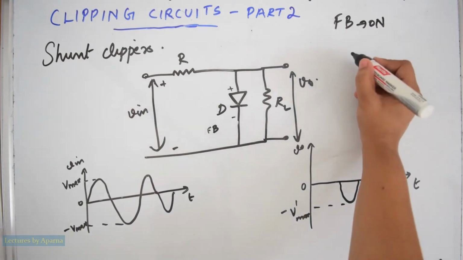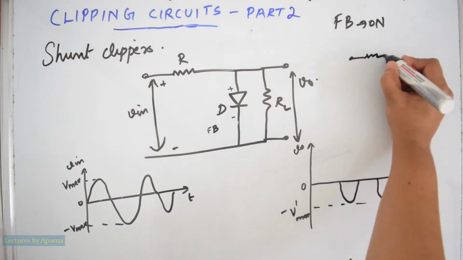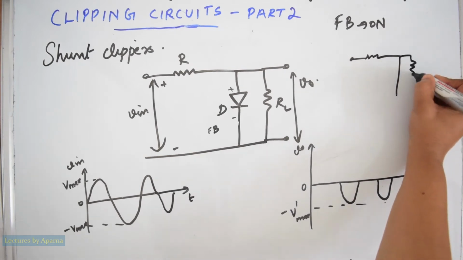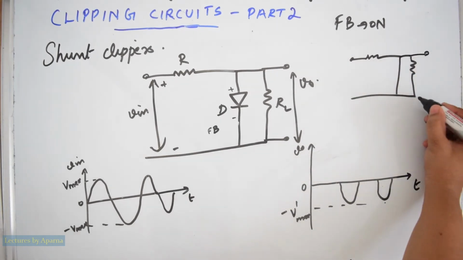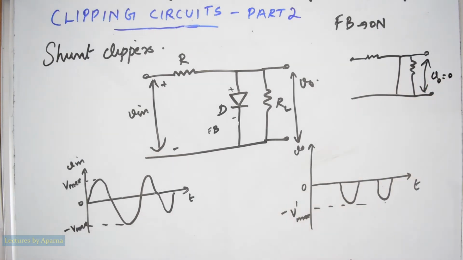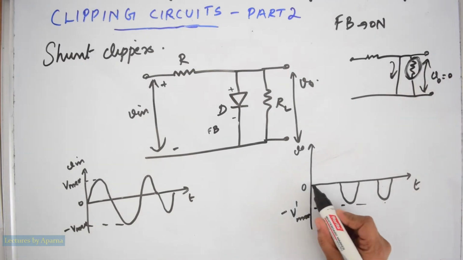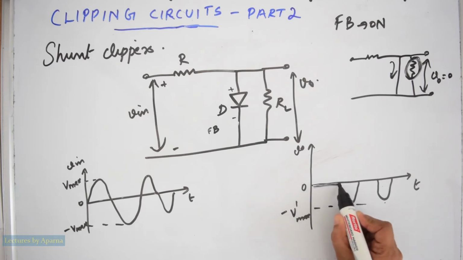What happens when this diode is on? This portion will be short circuited, and the output voltage V0 will be equal to 0. Since no current is flowing through this resistance, the whole current will be passing through this path. So there is no current flowing through this path, and hence the output voltage V0 will be 0. That is shown by this portion.